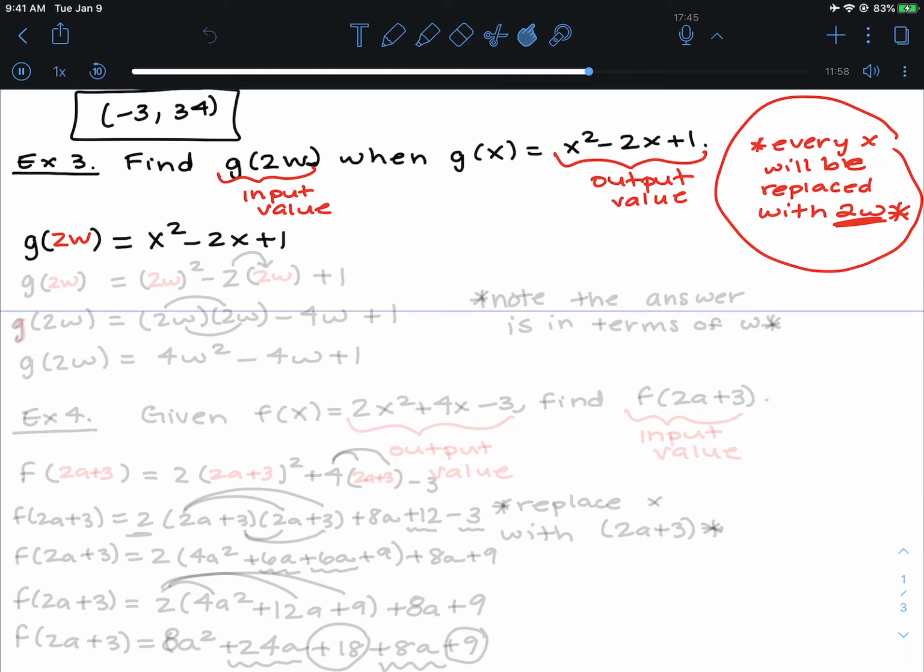So if I rewrite that, I'm going to go ahead and have g of 2w equal to 2w squared minus 2 times 2w plus 1. So wherever I have the parentheses, that's where I'm going to put the 2w. And then after that, you literally just solve the problem using PEMDAS, because we're not trying to solve for x. We're just simplifying the problem, so you can go ahead and use PEMDAS here.